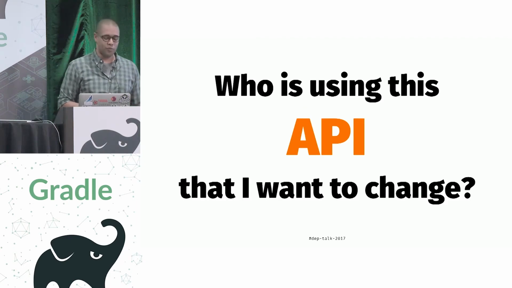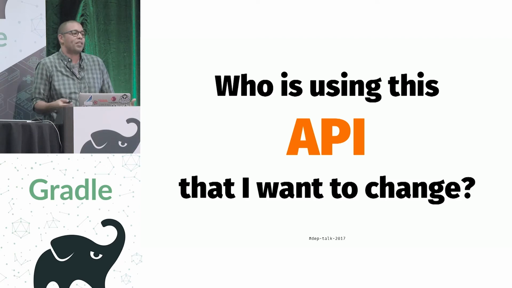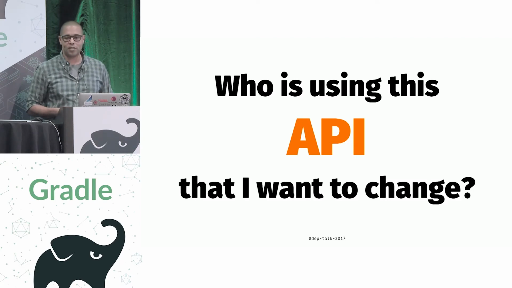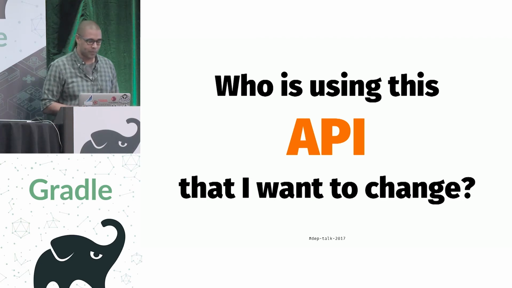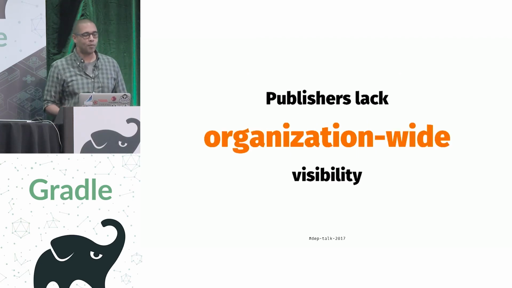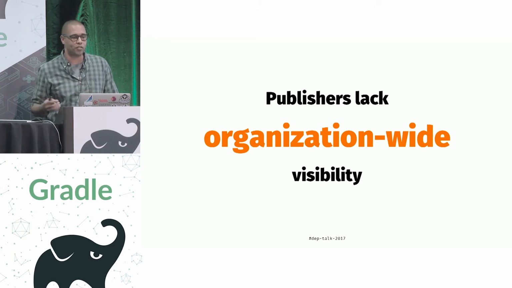And then you have another question, which is, I want to change an API. Who do I even know is using this API, right? Because what's the impact of me changing the API? And I've seen teams at Netflix just kind of freeze up during this process and say, oh, we're not going to change the API. We'll deal with it. So as a publisher, you lack this organization-wide visibility. You lack this ability to say, what's the impact of my change across the company?